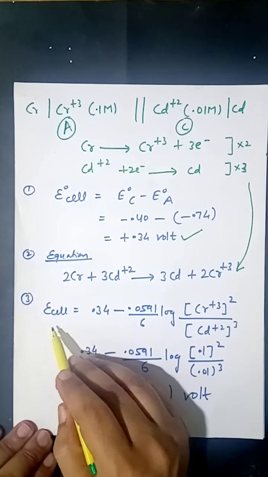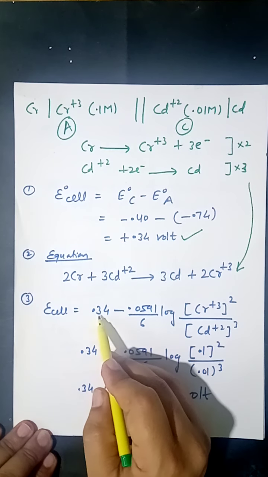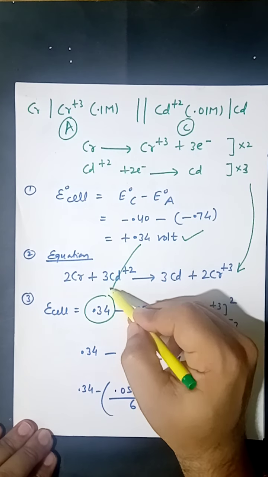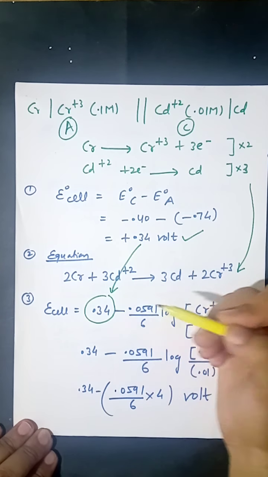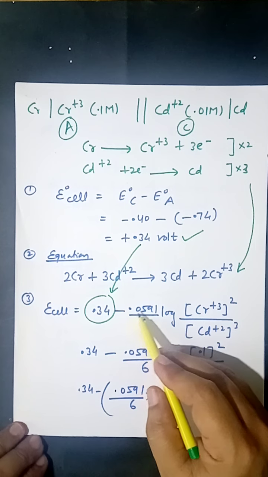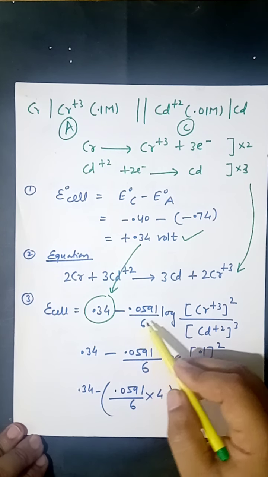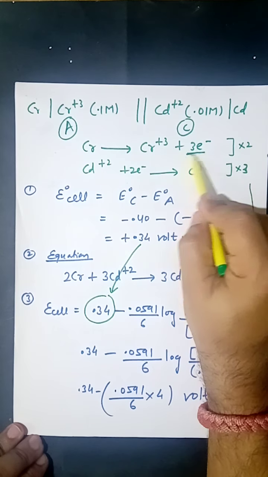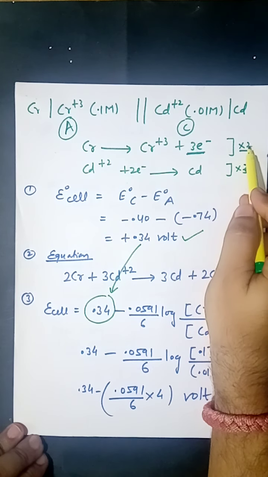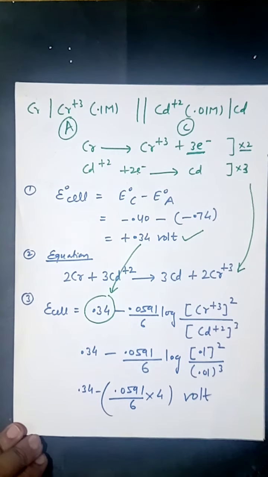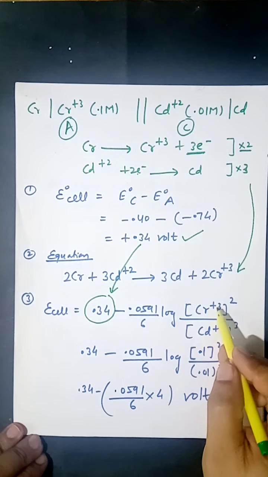And now finally the Nernst equation, which says E cell equals E naught cell. You can see E naught cell is 0.34. From here you can get the value of E naught cell. As per the formula, Nernst equation has 0.0591 upon n. The value of n is 6. It is the number of electrons in the balanced equation. So it is 2 into 3, 6, or here also you can see it is 2 into 3, 6. Log product upon reactant.